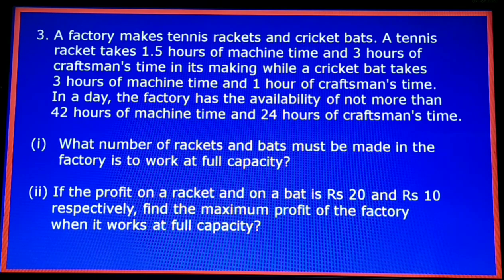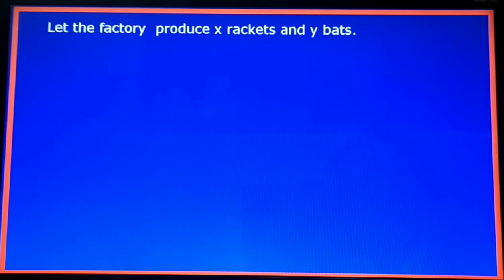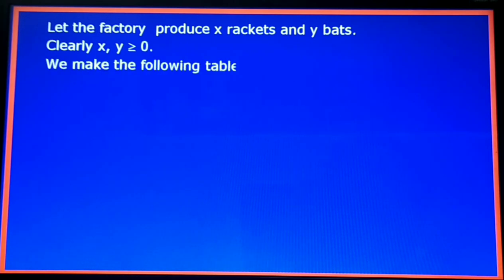Second one, if the profit on a racket and on a bat is rupees 20 and rupees 10 respectively, find the maximum profit of the factory when it works at full capacity. Let the factory produce x rackets and y bats. Clearly, x comma y is greater than or equal to 0. We make the following table from the given data.